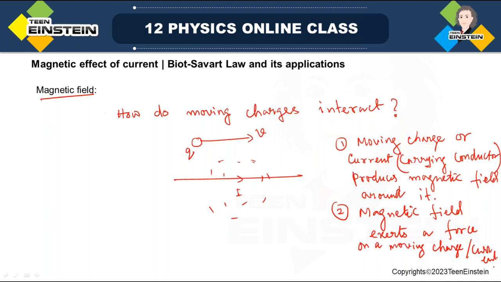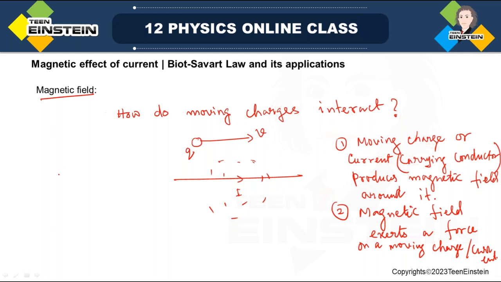So this is the concept of magnetic field. Why was the concept of magnetic field introduced? To explain the interaction between two moving charges. So it is a two-step process. A moving charge or current produces a magnetic field in the space around it. And then that magnetic field exerts a force on some other moving charges or current conductor. So this is actually about magnetic field.